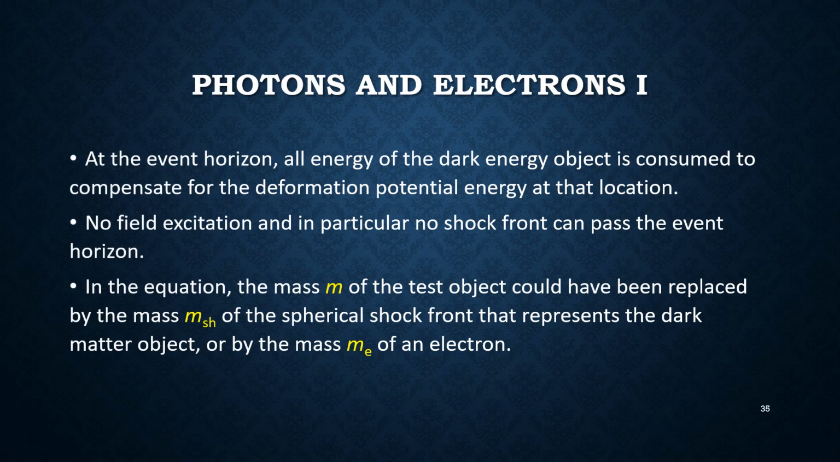At the event horizon, all energy of the dark energy object is consumed to compensate for the deformation potential energy at that location. No field excitation and in particular no shock front can pass the event horizon. In the equation, the mass m of the test object could have been replaced by the mass msh of the spherical shock front that represents the dark matter object or by the mass me of an electron.